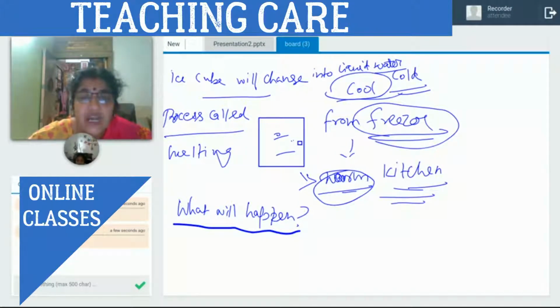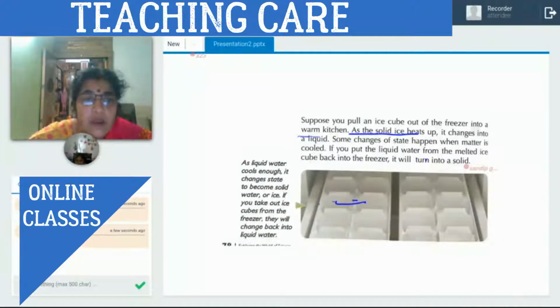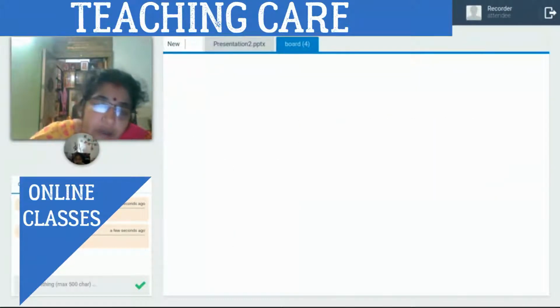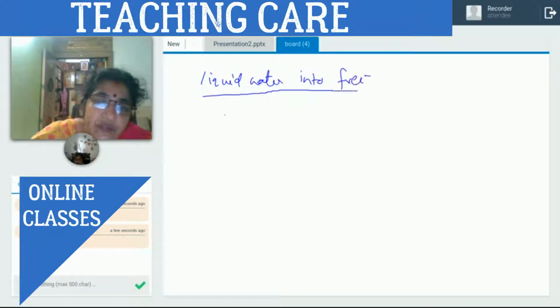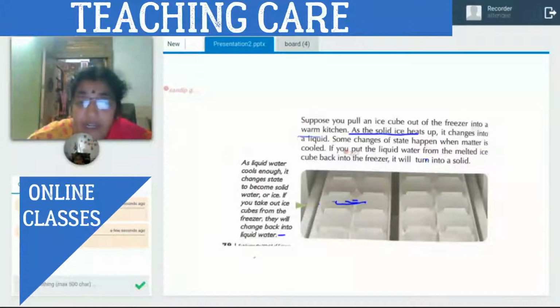So this is an ice cube. When you take that into a warm kitchen, it will turn into liquid, right? As liquid water cools enough, it changes state to become solid water or ice. If you take out ice cubes from the freezer, they will change back into liquid water, right or not? So when you keep liquid water in the freezer, in this, what is this called? This is an ice cube tray, right?